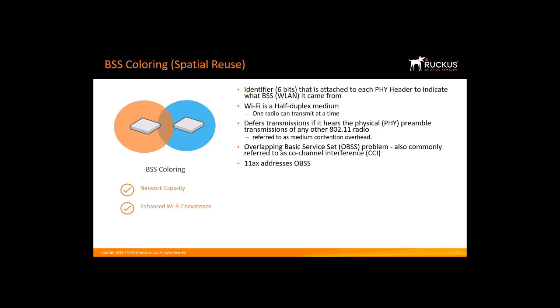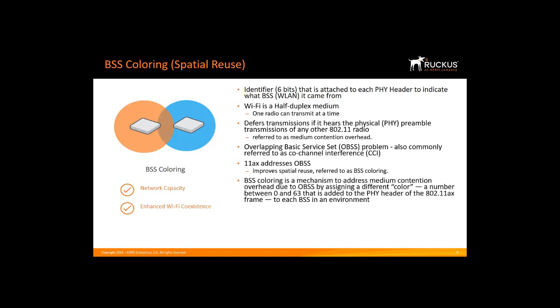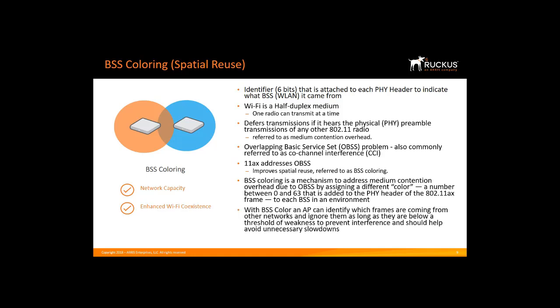11AX was tasked with addressing the OBSS challenge by improving spatial reuse, which is often referred to as BSS coloring. This mechanism was originally introduced in 802.11ah to address medium contention overhead due to OBSS. It assigns a different color, a number between 0 and 63, which is added to the PHY header of the 802.11ax frame, to each BSS in an environment. With BSS color, an AP can identify which frames are coming from other networks and ignore them as long as they are below a threshold of weakness to prevent interference and should help avoid unnecessary slowdowns.